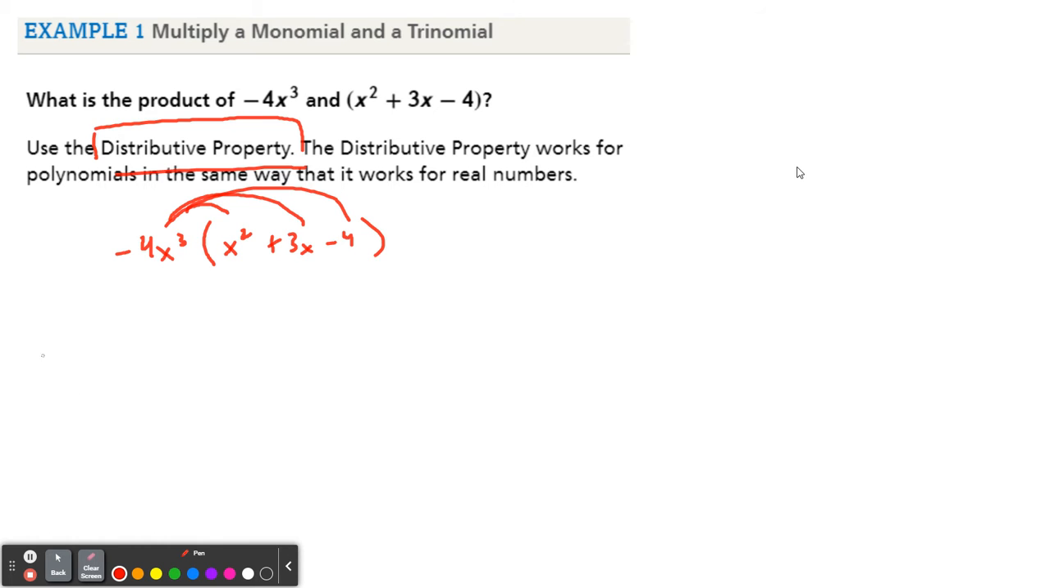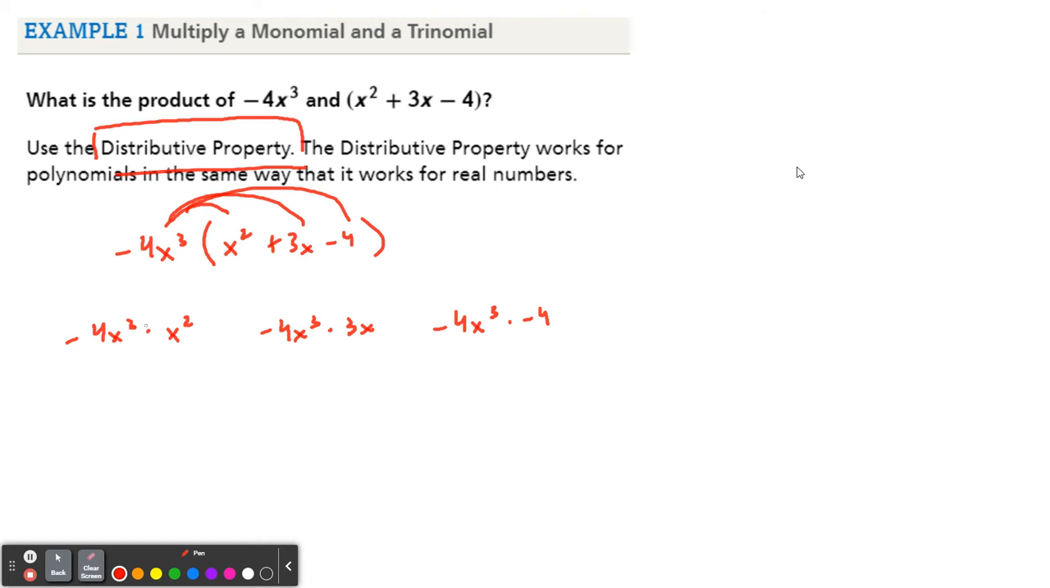So down here, I'm going to do it very slowly. We're going to do negative 4x to the third times x squared. We're going to do negative 4x to the third times 3x. And we're going to do negative 4x to the third times negative 4. So I've written out each individual multiplication through the distribution down here.